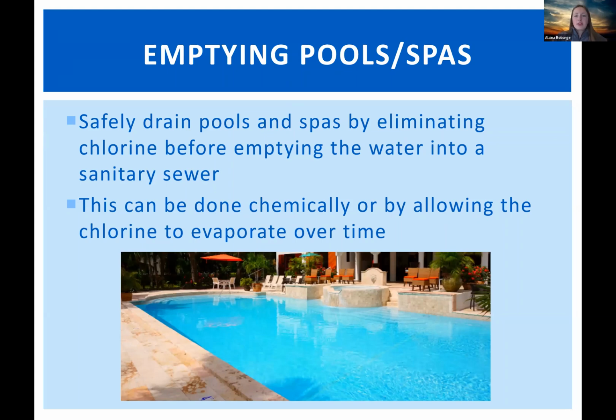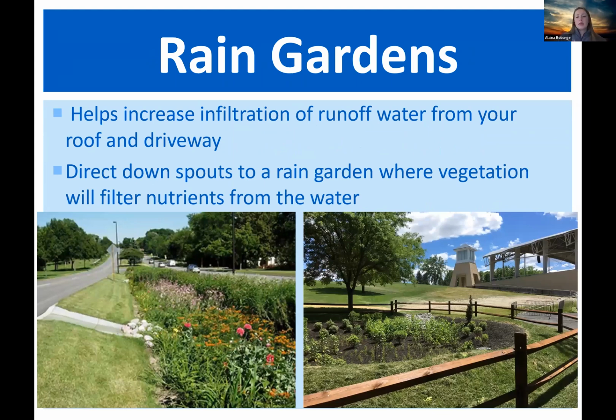Rain gardens are a great thing to do on your property. Maybe you've got a spot where a lot of water is draining to, maybe even a wet spot in your yard you want to talk about. We can answer more questions about your rain garden on your property, so just let me know if you have further questions. What it is, it helps increase infiltration of runoff water from your roof, your driveway, any of your impervious surfaces. So you could direct downspouts to a rain garden. This vegetation is going to filter nutrients from the water and help slow down your water and let it infiltrate into the ground slowly.